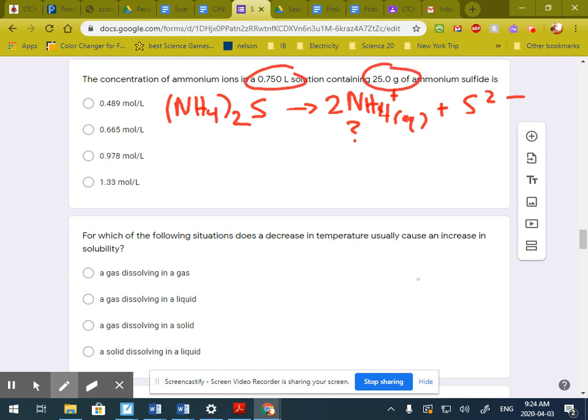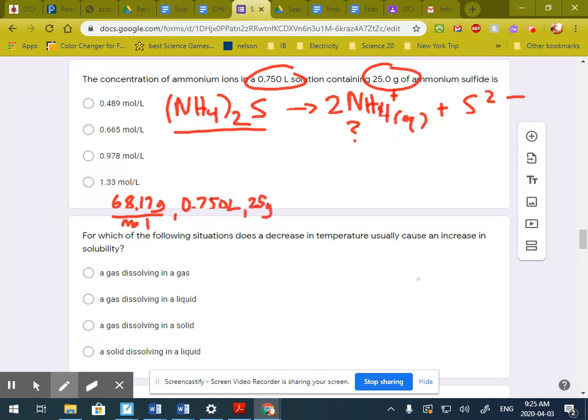So what goes with mass? The answer is molar mass. So we need to make a little toolbox of the stuff we need. We need the molar mass of ammonium sulfide. Nitrogen is 14.01, times 2, plus 4 hydrogens, plus sulfur 32.07. I get 68.17. I'm just going to write my stuff down here: 68.17 grams per mole. I have 0.750 liters, and I have 25 grams.